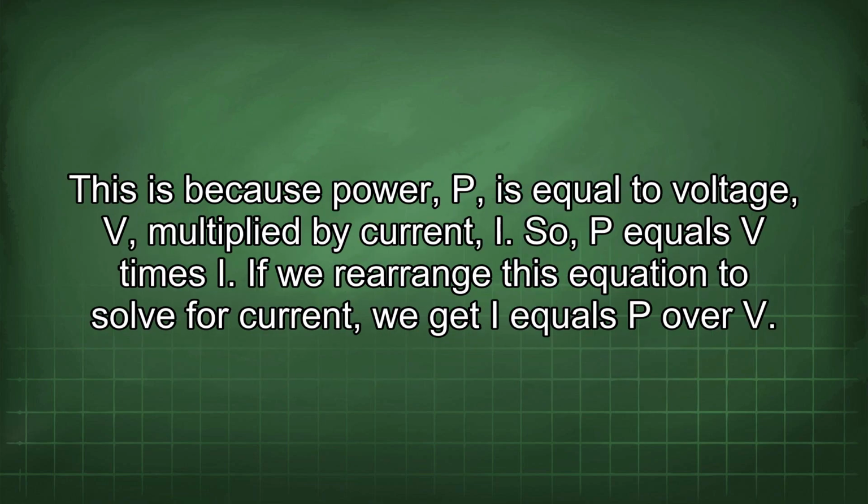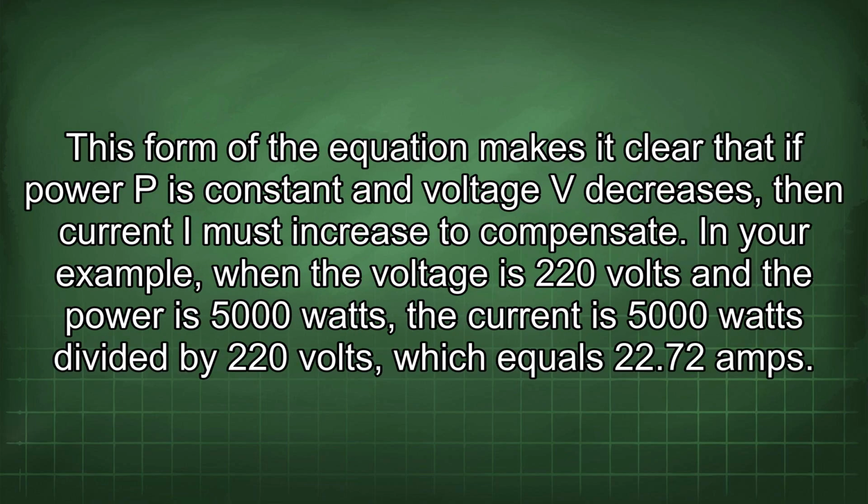This is because power, P, is equal to voltage, V, multiplied by current, I, so P equals V times I. If we rearrange this equation to solve for current, we get I equals P over V. This form of the equation makes it clear that if power P is constant and voltage V decreases, then current I must increase to compensate.